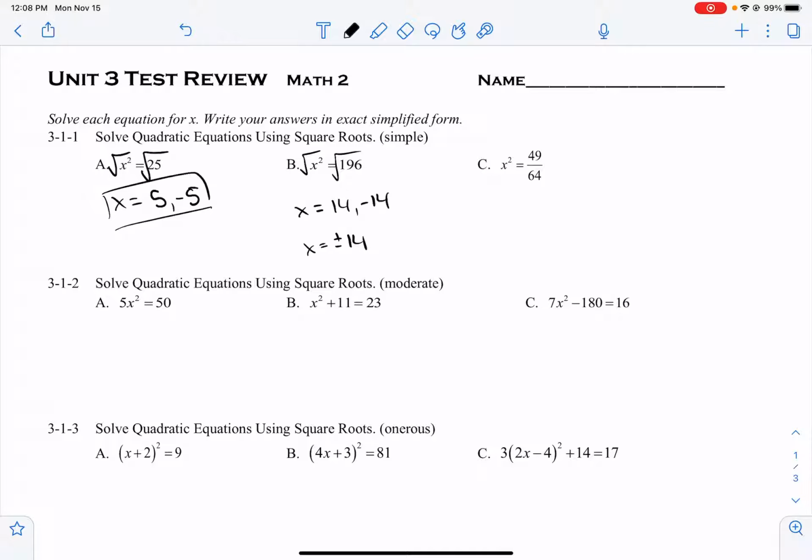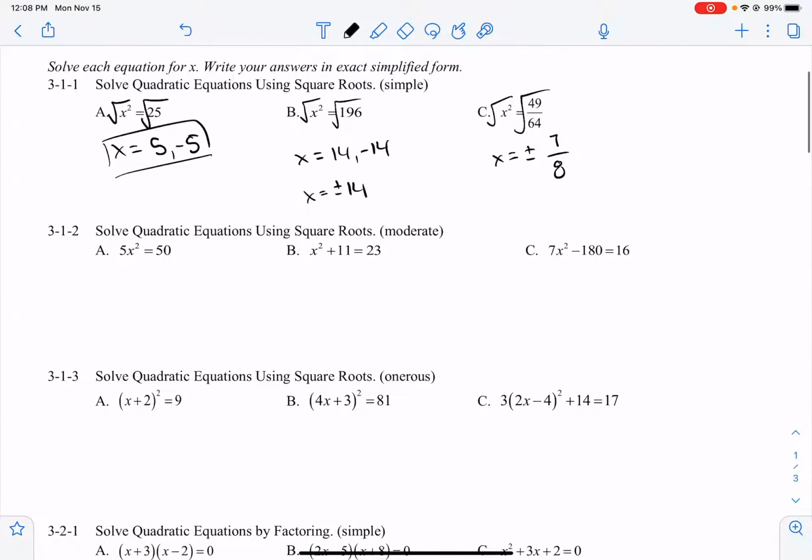Part C, x squared equals 49 over 64. So I square root the left, square root the right. X equals, we'll do the plus minus on this one. The square root of the top is 7. The square root of the bottom is 8. So it's just positive and negative 7/8.